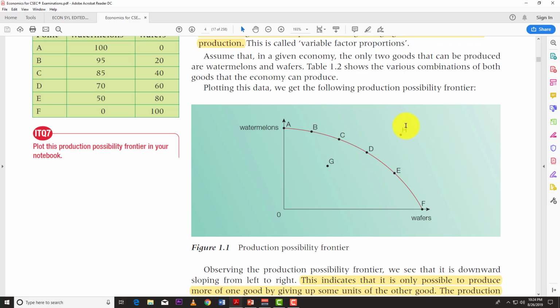It's impossible. It's unattainable. You cannot produce at point H. G is wasting money, wasting resources, wasting everything. It's inefficient. H is unattainable, impossible. A, B, C, D, E, F, all those are efficient points of production on the curve.